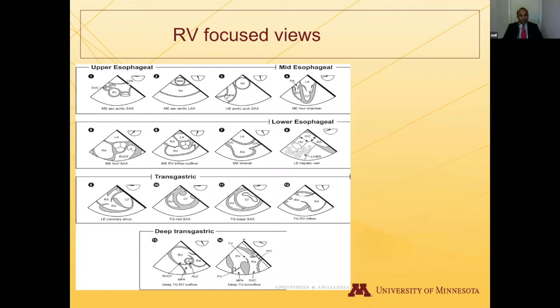So, some of the focused RV views from the Anesthesia and Analgesia paper. This is part of the routine exam that we usually do: the upper, mid, lower esophageal to transgastric and the deep transgastric views.